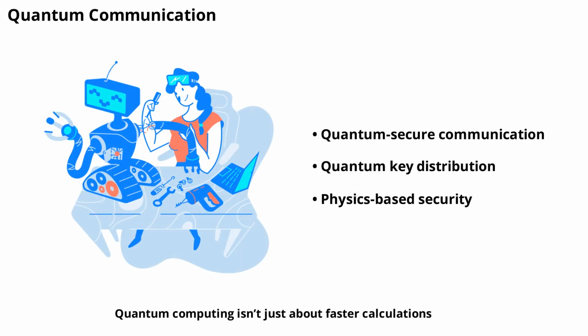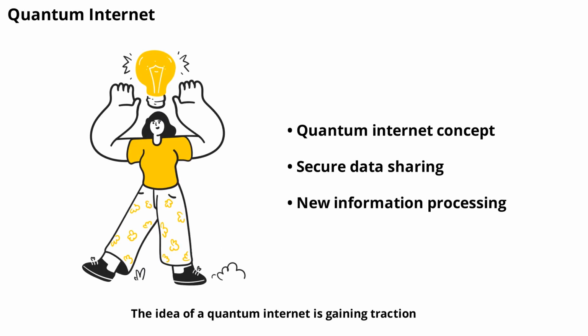Quantum computing isn't just about faster calculations. Quantum communication uses the principles of quantum mechanics to transmit information securely. Quantum key distribution, for example, allows two parties to share a secret key with security guaranteed by the laws of physics, not just mathematics. The idea of a quantum internet is gaining traction.